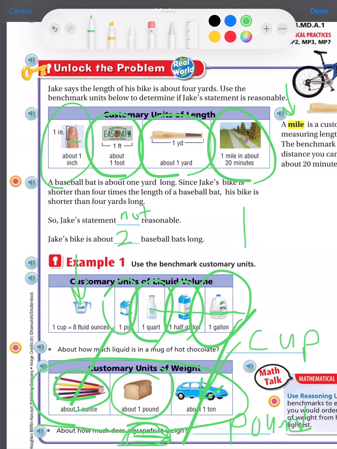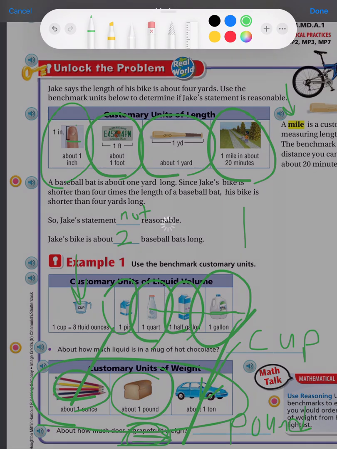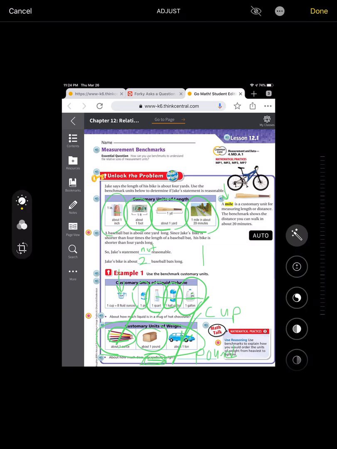I need a stylus. At some point, I'm going to have to get a stylus so that I don't have terrible writing on here, but I think you're just going to have to deal with it for now, kiddos.